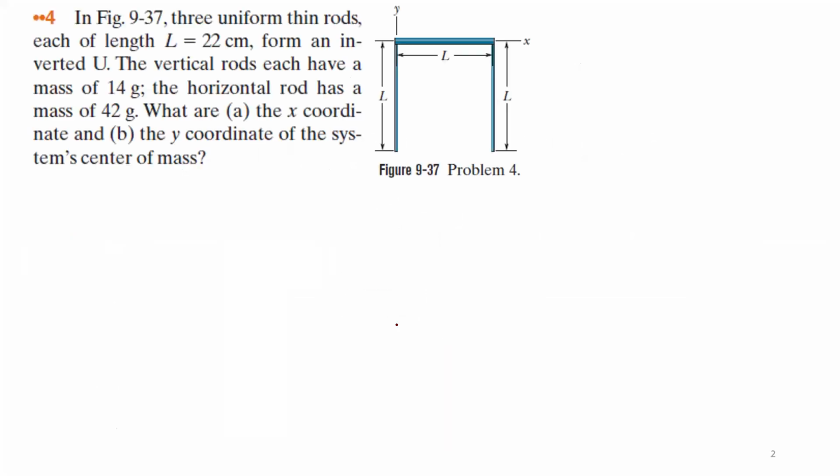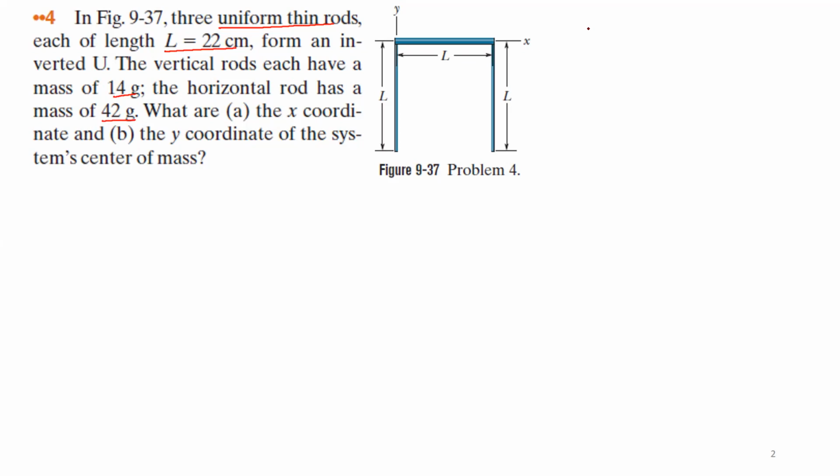So the first problem reads: in this figure below, we see 3 uniform thin rods, and I give you the length of each rod. Capital L is 22 centimeters. They form an inverted U, like a table. The vertical rods have a mass of 14 grams, and the horizontal rod has a mass of 42 grams. The question is, what are the x coordinate and the y coordinate of the system's center of mass? So the system is this table here.